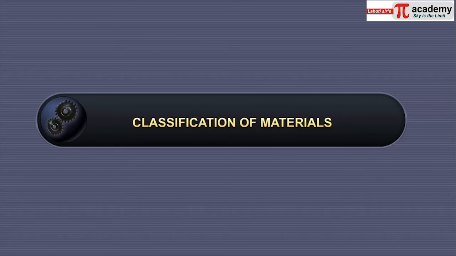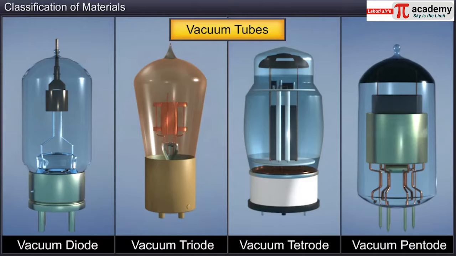In this module, you will learn about the classification of materials. To be able to understand the need for classification of materials, first let us look at some important devices such as the vacuum tubes, which were the initial diodes or triodes, etc. These devices were used in the earlier part of the 20th century in electronic circuits.